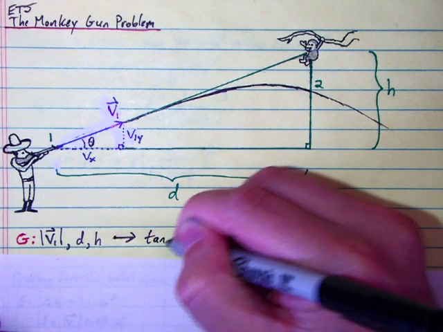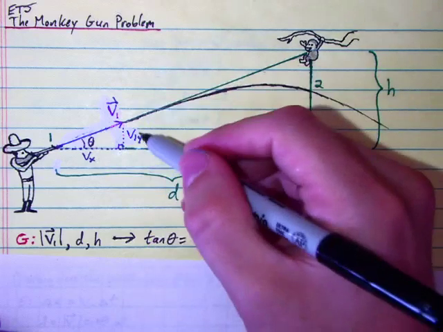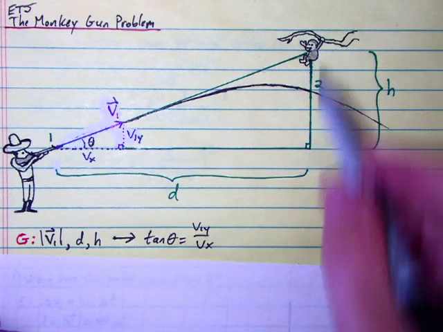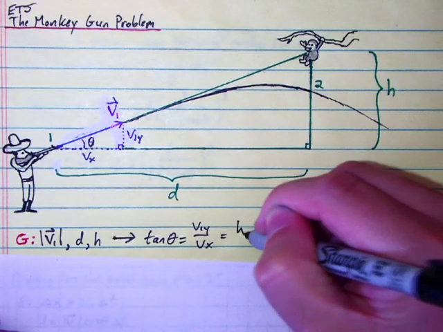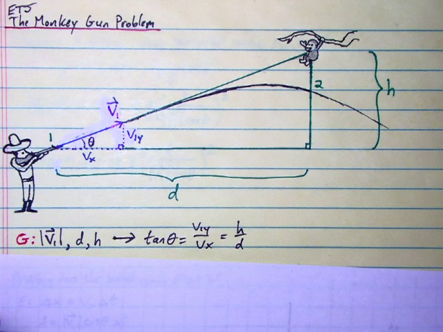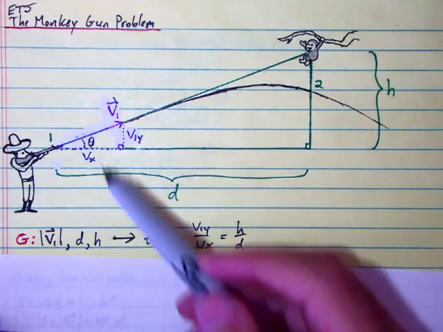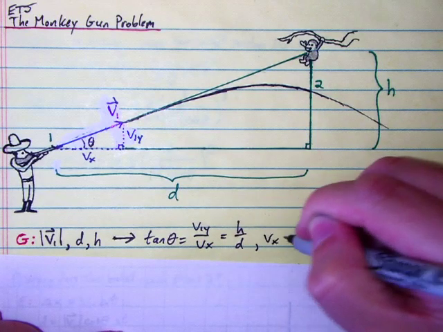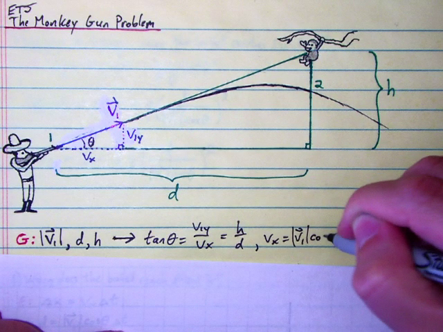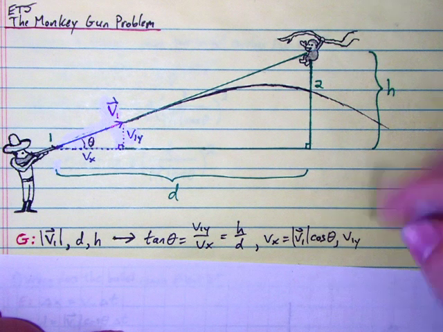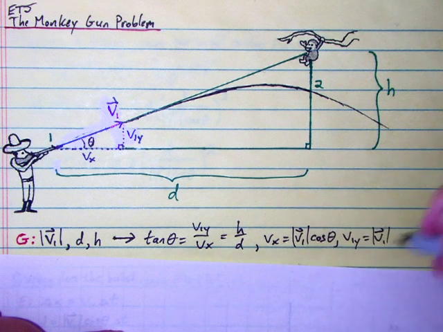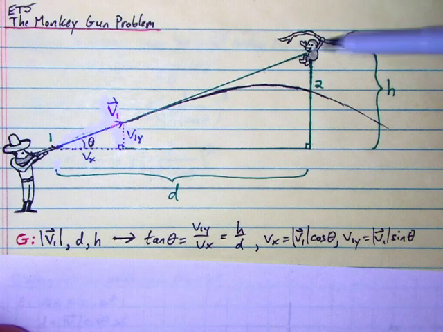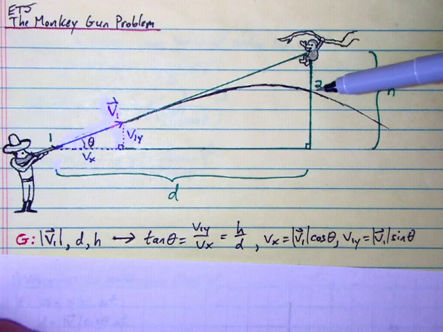the tangent of that angle could be written as v1y over vx, but it's also equal to this height over this distance, h over d. We'll use that fact later on. So if we know the angle, then we also know the two components of our initial velocity. vx is the speed times the cosine of that angle, and v1y is the speed times the sine of that angle. Okay, knowing all this information, can we figure out, does George get shot or not?